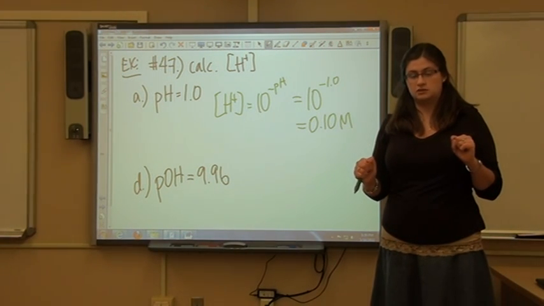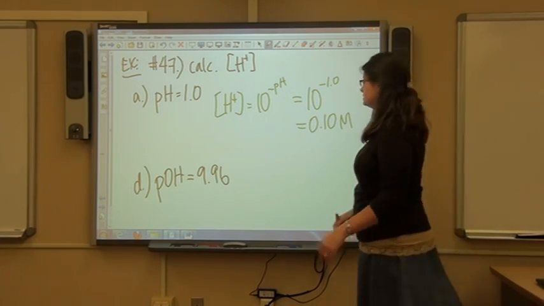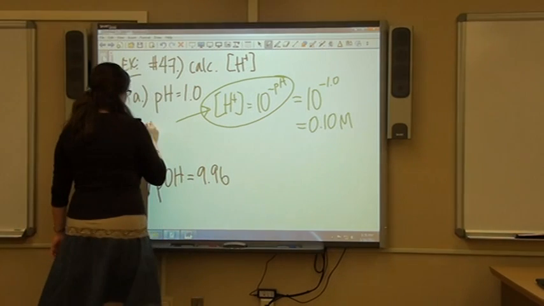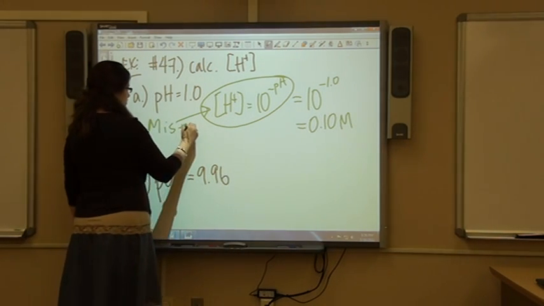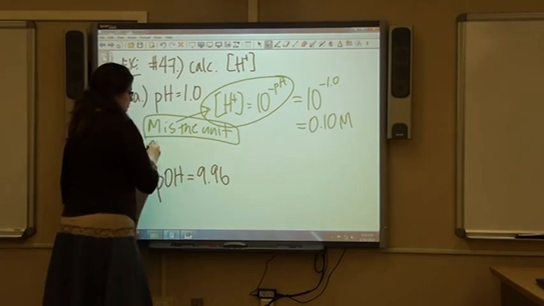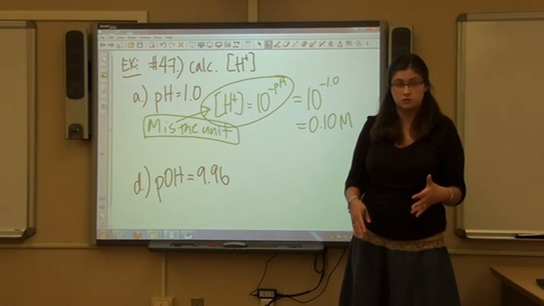Concentration always has a unit. So on your formula sheet, what I want you to do next to this formula is write M is the unit. M for molarity. Write that, circle it on your formula sheet so you don't forget to do this.